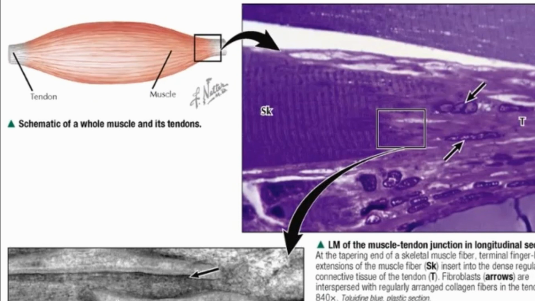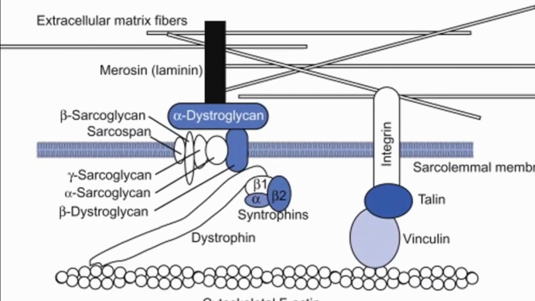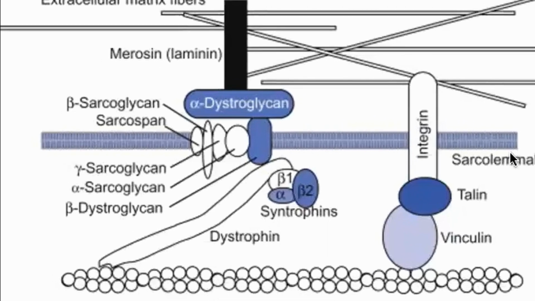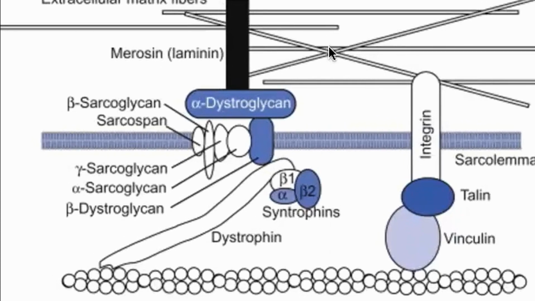Yeah, exactly. So there are membrane proteins that are associated with the muscle tendon junction. We already know that there is extracellular matrix with fibers that will connect to the membrane, the sarcolemma, the membrane of the cell.